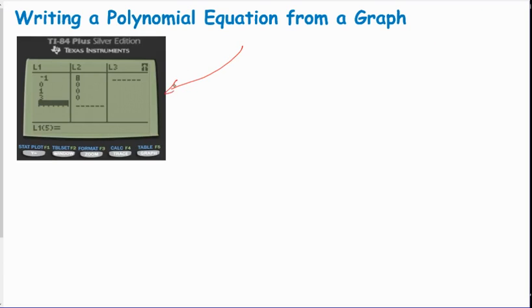And I've shown you in the video lessons on using the regression analysis features of your calculators how to enter this into list 1 and list 2. Remember, list 1 are your x coordinates, list 2 are your y coordinates, and you would get here by hitting stat, and edit would be the first feature.